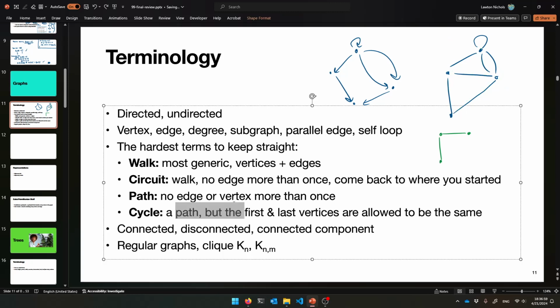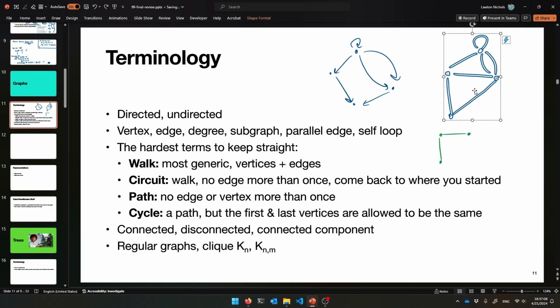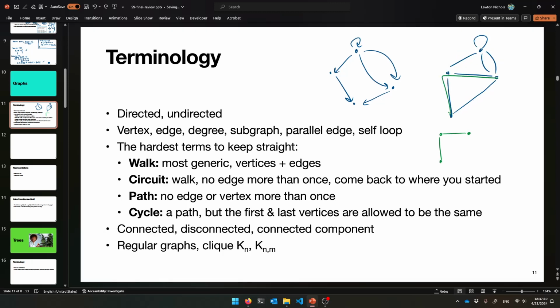So no edges or vertices used multiple times, but then also you are allowed to come back to where you started. So like this cycle. This is a cycle. And then I might have messed up when I said path. Like this is not a valid path because you came back to where you started. You duplicated that vertex. This is a valid path. And then if you close it off, then it's a cycle.